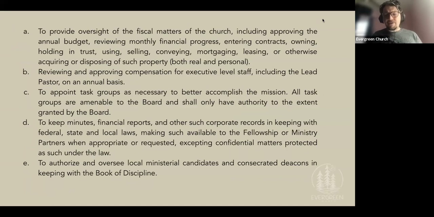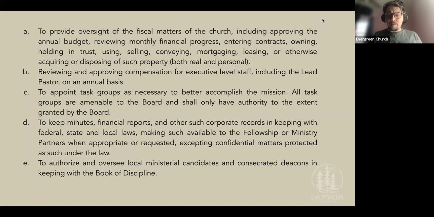They appoint task groups as needed, and we keep minutes and financial reports, because the board members are corporate legal officers because we are an incorporated 501(c)(3). And so the board serves as those legal officers to the state of Michigan. And then we also authorize and oversee local ministerial candidates and consecrated deacons in keeping with the Book of Discipline. And so this is how we are governed as a church.